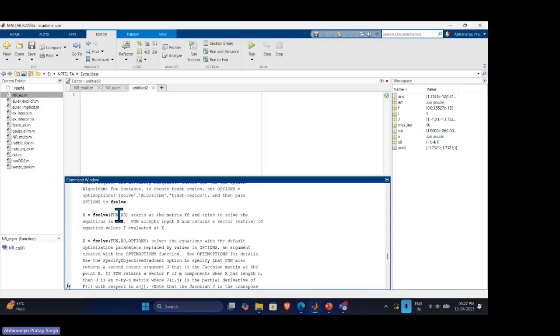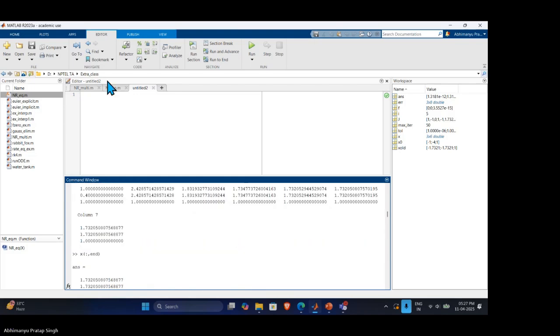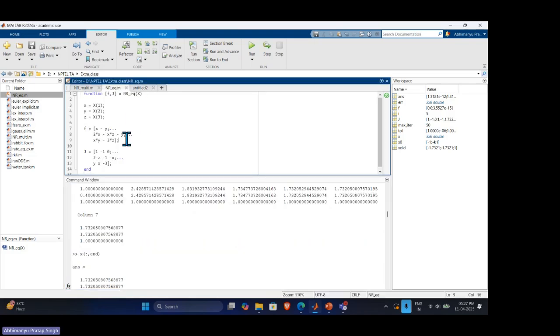We need to pass a function handle and then the initial guess, not initial condition. Then it gives us the output, right? This is a nonlinear problem, as we can see the independent variables being multiplied together. So this is a nonlinear problem.